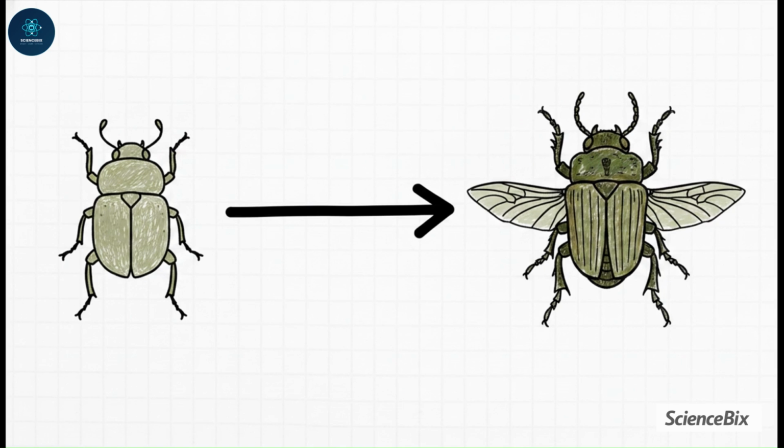First up is anagenesis. You can kind of think of this as a straight line of evolution. It is evolution without branches. In anagenesis, an entire population of species A slowly transforms over a massive amount of time directly into species B. The original species basically just upgrades itself out of existence. There's no split, just one continuous changing lineage.